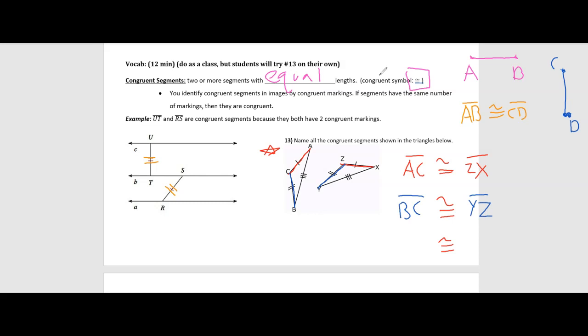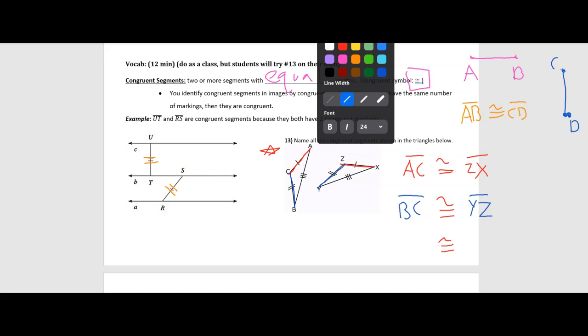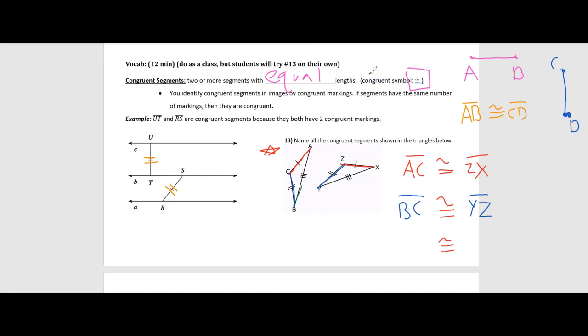Remember, you can switch the order of these letters around, and it is not going to change anything. So you could say segment CB is congruent to segment YZ, and it means the same thing. Remember, for a segment, the order of the letters does not matter. And finally, we have segment BA and segment YX. Those both have 3 tick marks on them, so we know that those are the same length.